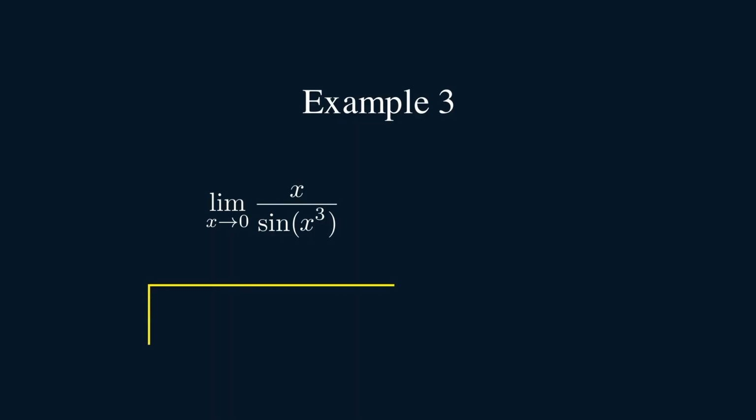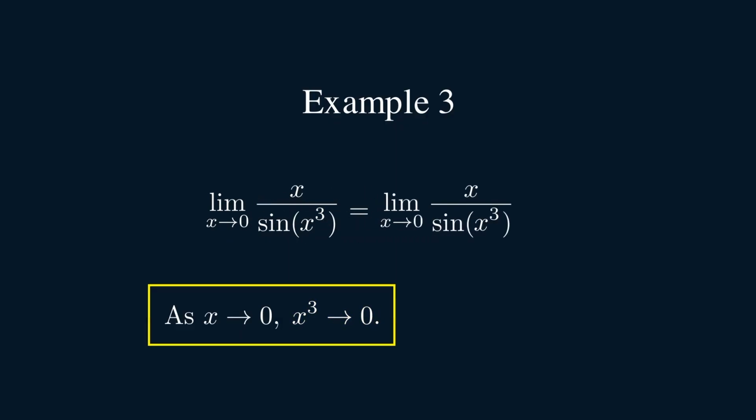Now, let's discuss an example where the limit will be infinity. In this example, as x approaches 0, the input of the sine function approaches 0. So we can simply remove the sine function, keeping just its input, and simplify. This limit is positive infinity.